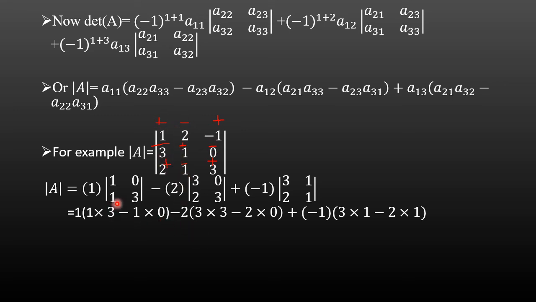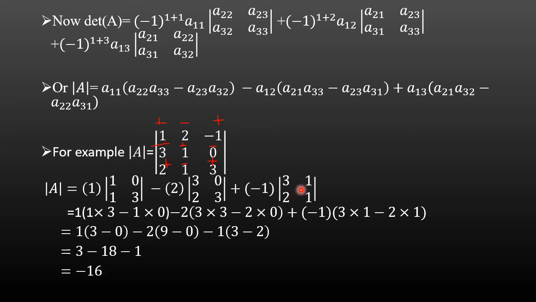And then the further solution: you know, students, that for 1 0, 1 3, how will you solve this determinant? 1 into 3 minus 1 into 0. First the principal diagonal, then the subsidiary diagonal. So 1 into 3 minus 1 into 0, then minus 2 into (3 into 3 minus 2 into 0), plus minus 1 into (3 into 1 minus 2 into 1). And then the further solution is easy for you. Your answer, student, is minus 16. So in this way you can find the value of the determinant. Here I have used the first row. So this is like that.